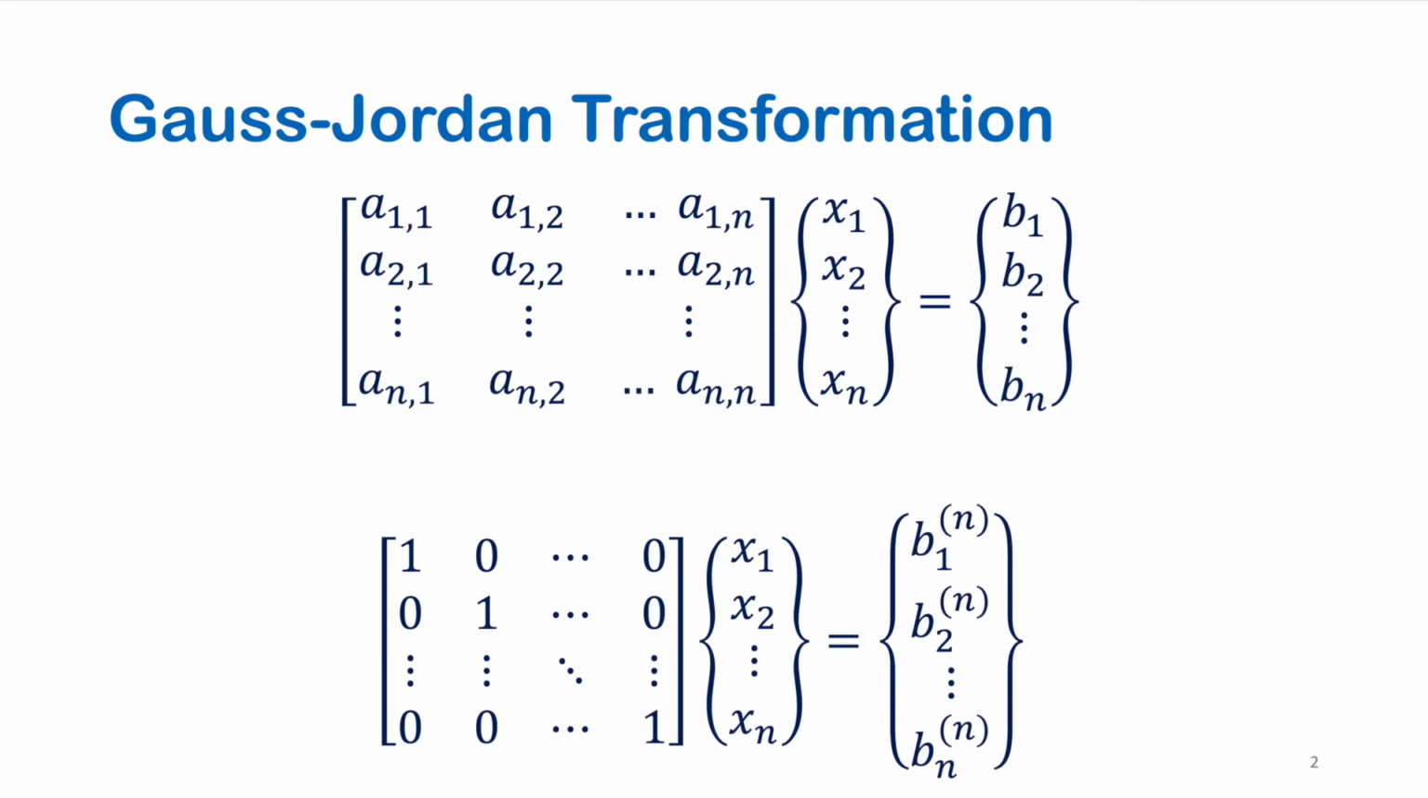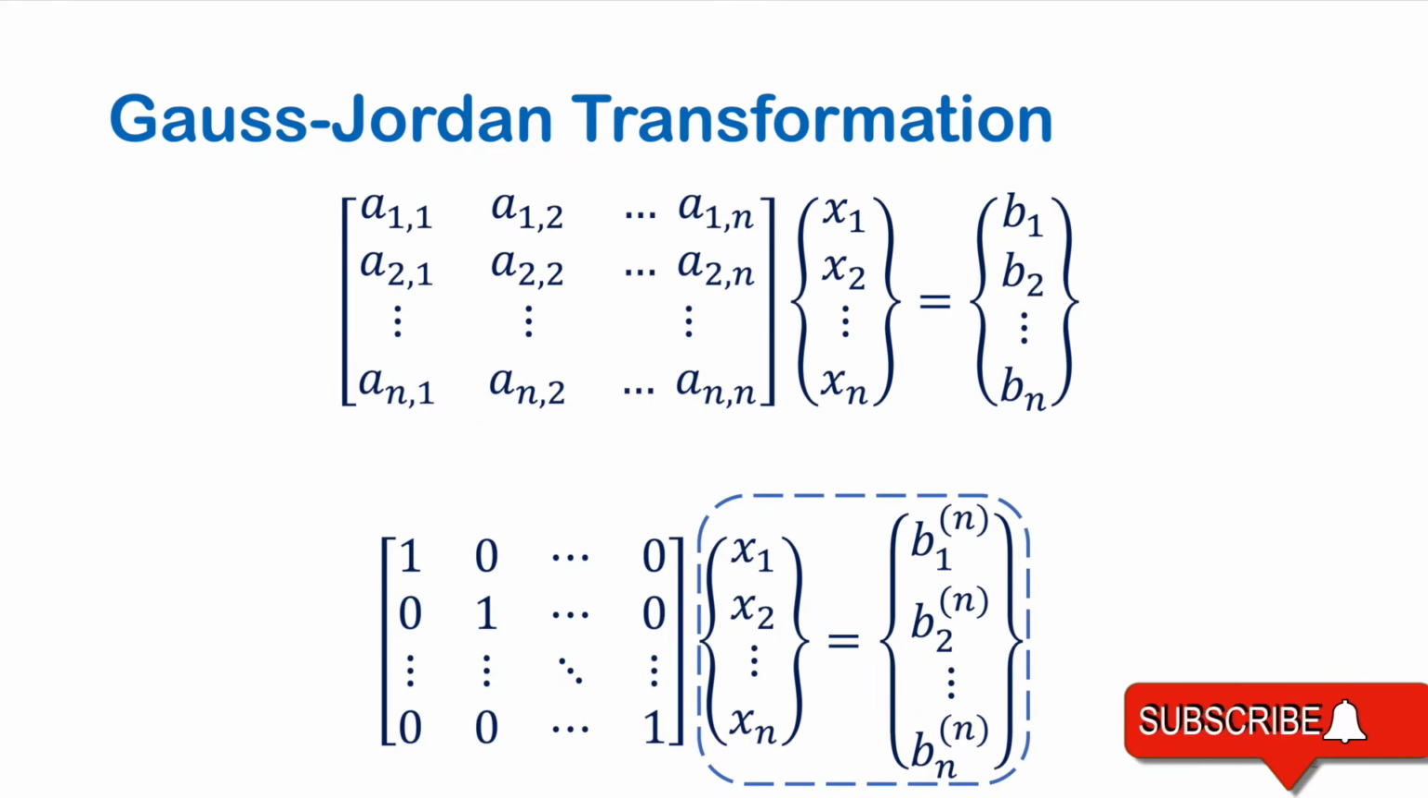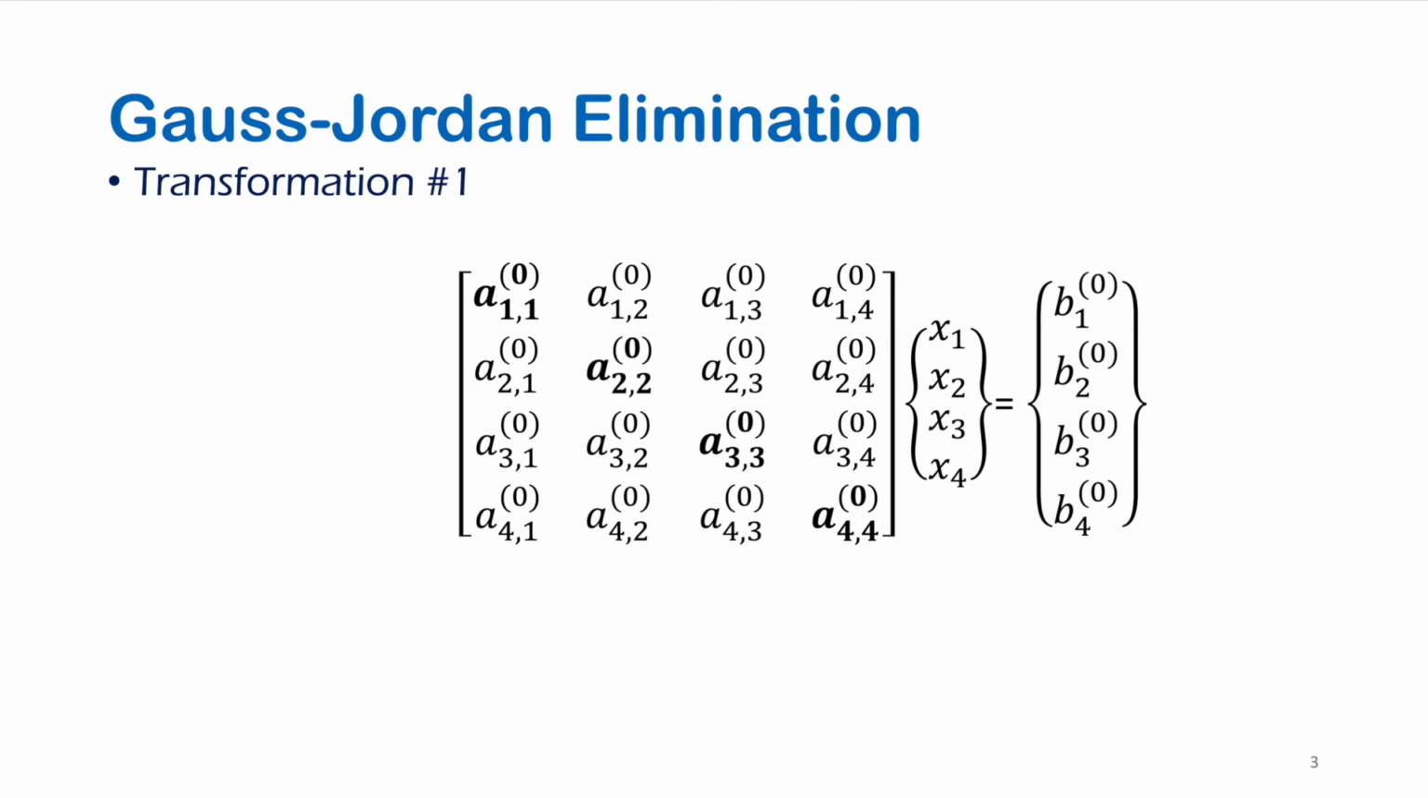The goal of the Gauss-Jordan method is to transform the system so that the A matrix becomes the identity matrix of the same size, where, as you see here, all elements on the main diagonal are ones while all other elements are zeros. This procedure will consequently transform the B vector to the solution vector at the end of n transformations. Gauss-Jordan method is one of the elimination methods since it depends on the matrix reduction by using row subtractions at each transformation.